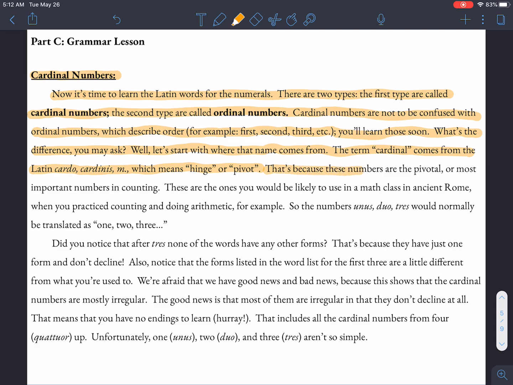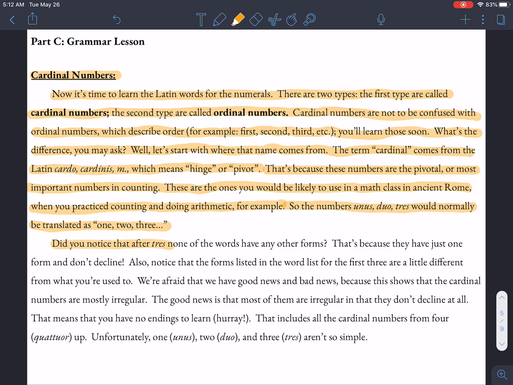That's because these numbers are the pivotal or most important numbers in counting. These are the ones that you would likely use in a math class in ancient Rome when you practiced counting and doing arithmetic, for example. So the numbers unus, duo, tres would normally be translated as 1, 2, 3, etc., right? Okay.